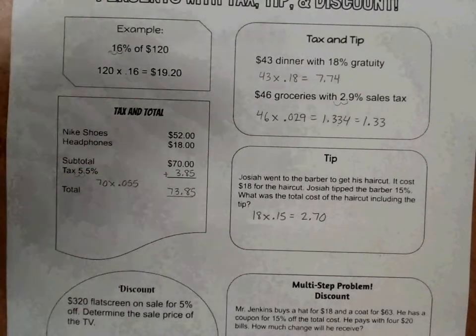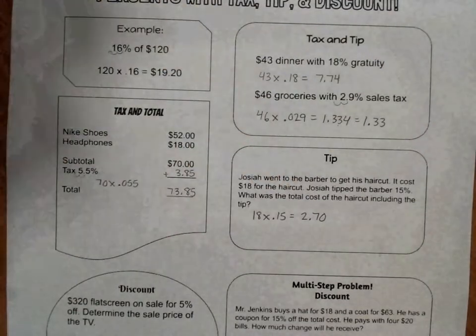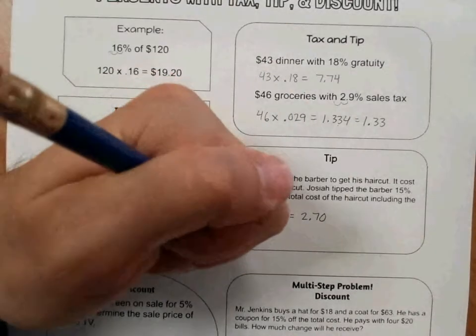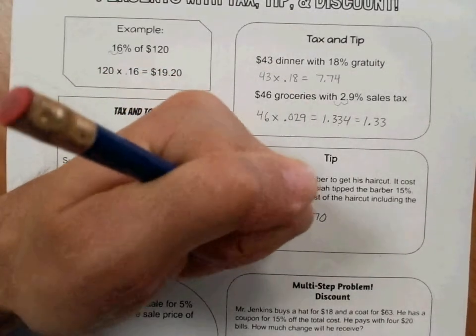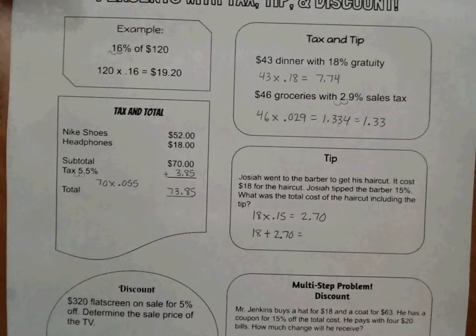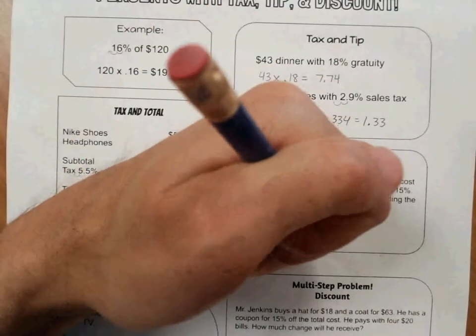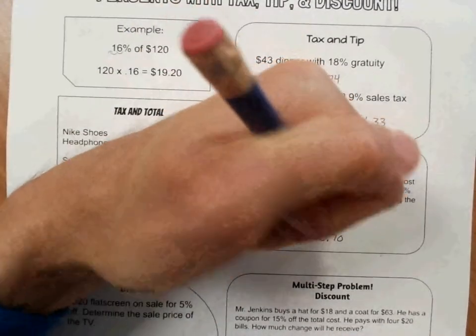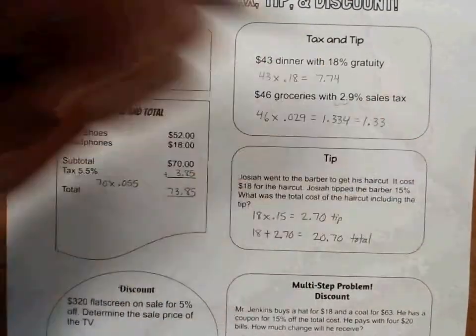So this question asks just for the tip, you could stop there, but since it wants the total cost, you're now going to add that to what you're originally paying, which was $18. So take the 18, add that $2.70 to it, and when you add that, you'll see you get your total of $20.70. So remember, this was the tip here, and this was the total.